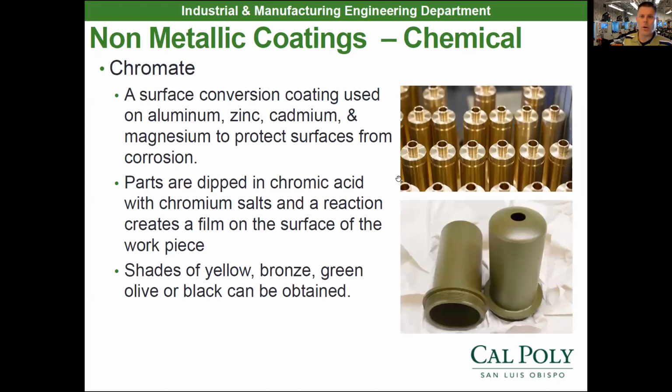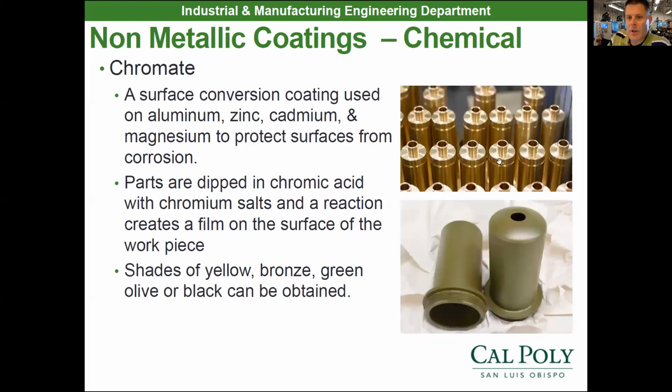Now, there's some other stuff out there that's used quite a bit, and it's called non-metallic chemical coatings. It's known as chromate coating. With chromate coatings, surface conversions are used on aluminum, zinc, cadmium, and magnesium, and it protects surfaces from corrosion. Maybe you've seen a lot of military parts with this kind of olive green, right? That's because they are basically chromating the surface of the part so it can withstand the environment, the chemical environment, that it's going to be in.